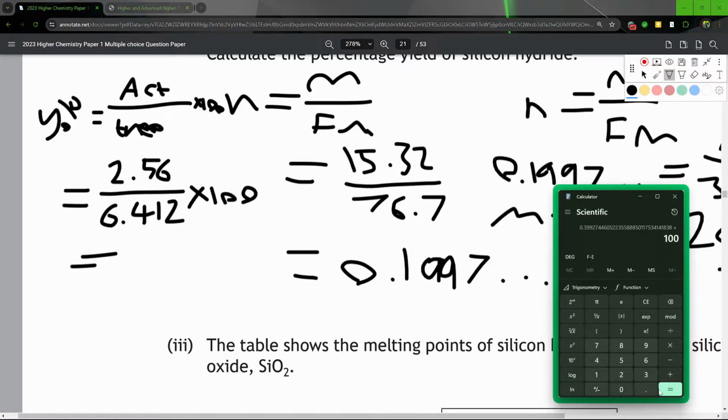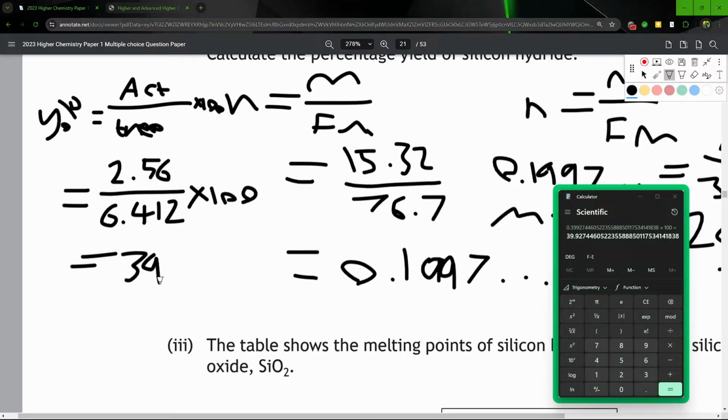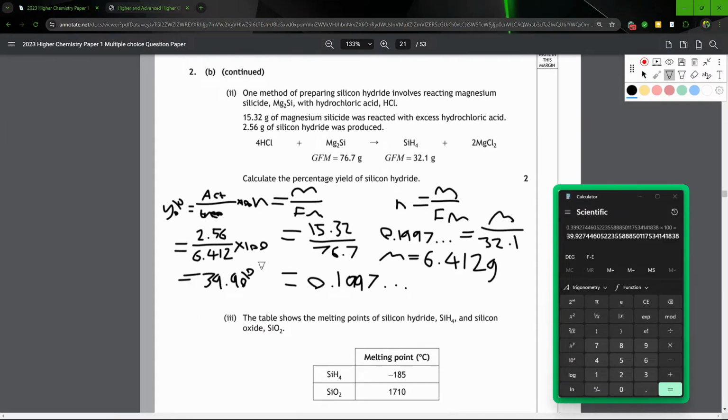Times by 100, we're going to get 39.9, so that's what I'm going to write, 0.9%, and there we are.